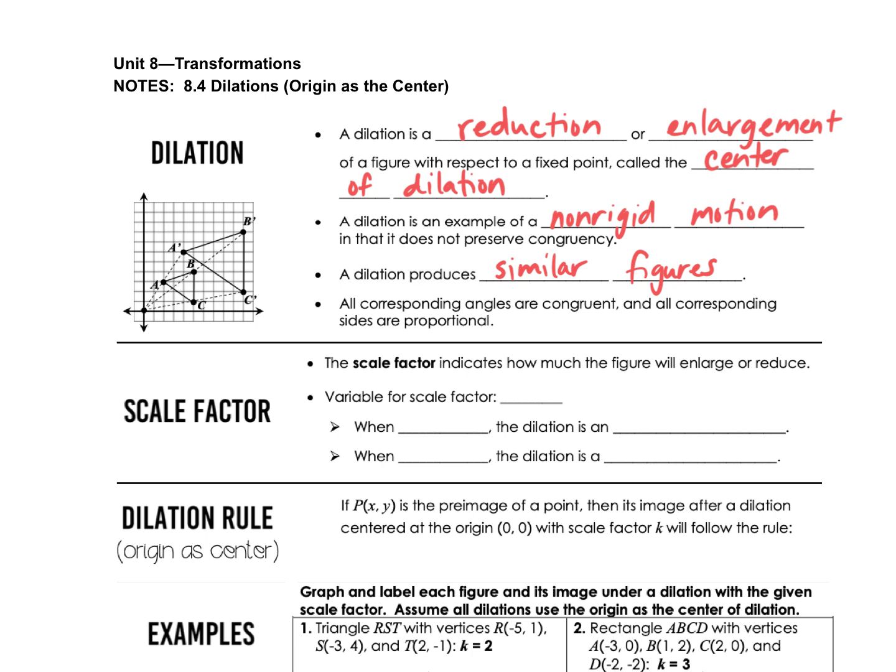The scale factor indicates how much the figure will enlarge or reduce. The variable for the scale factor is K. When K is larger than 1, it is an enlargement. That should make sense. If I multiply by a number bigger than 1, it's going to get bigger. If I multiply by a number smaller than 1, it's going to get smaller. Obviously, K will always be positive. It will never be negative.